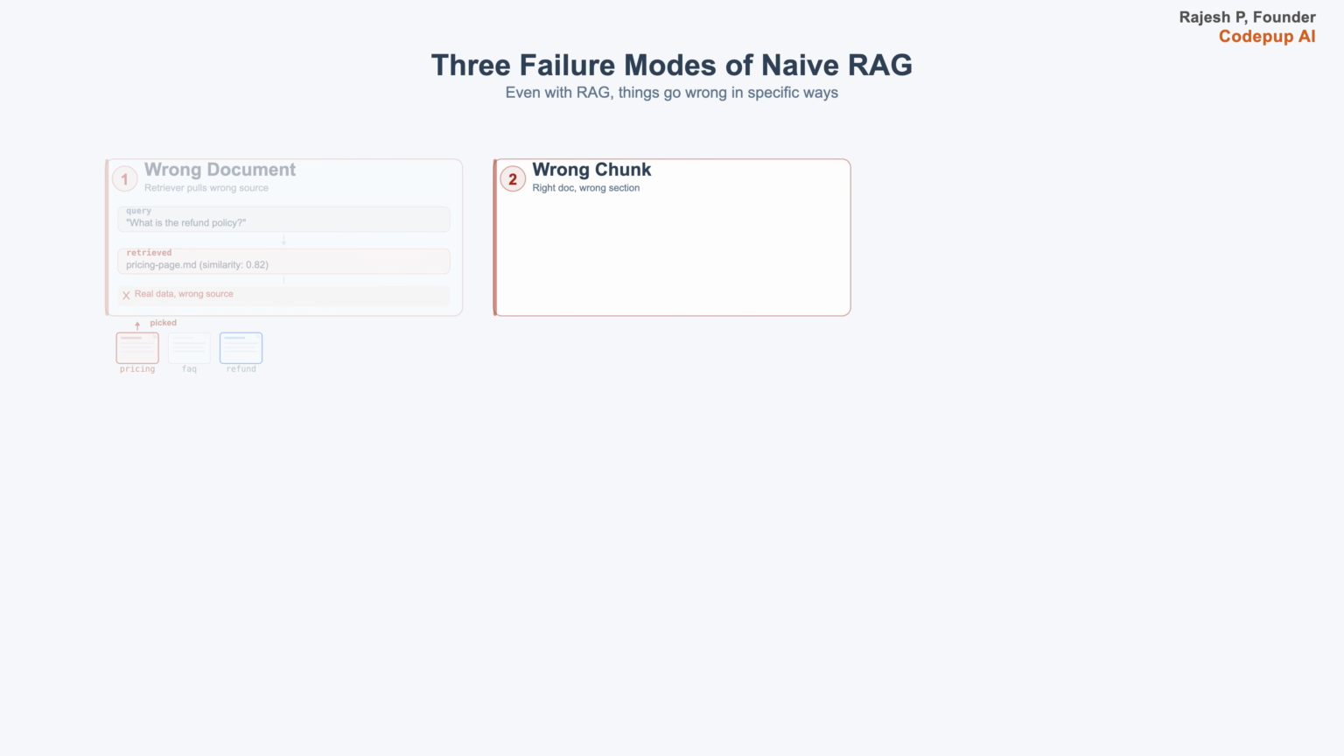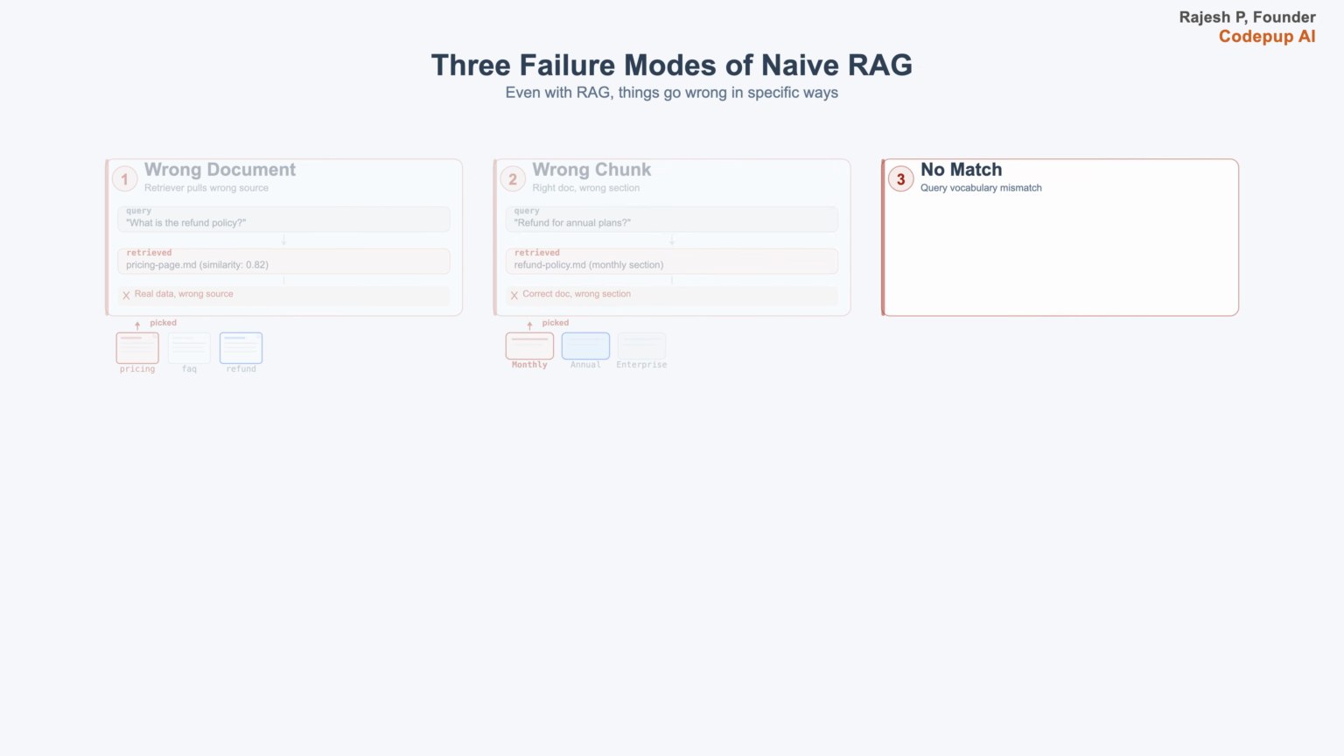Real data, wrong source. Failure mode 2, right document, wrong chunk. The retriever finds the refund policy document, but it grabs a chunk about monthly plan refunds when the user asked about annual plans. The answer is from the correct document, but the wrong section.